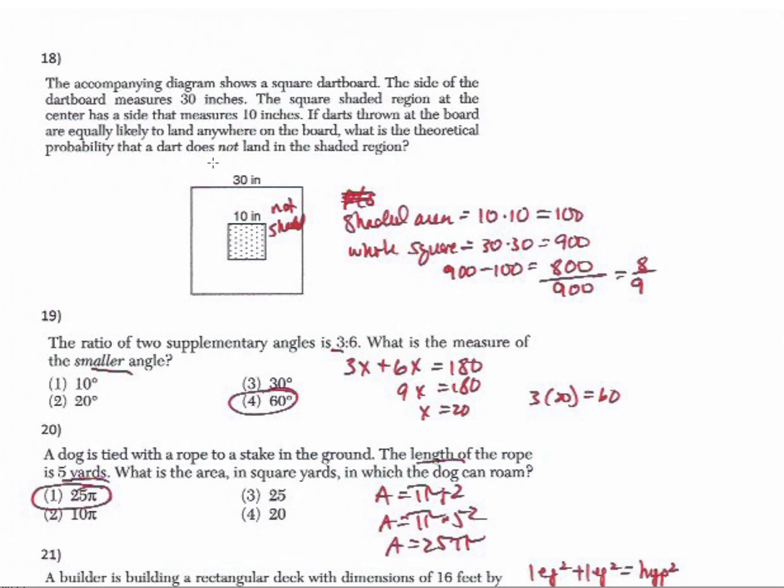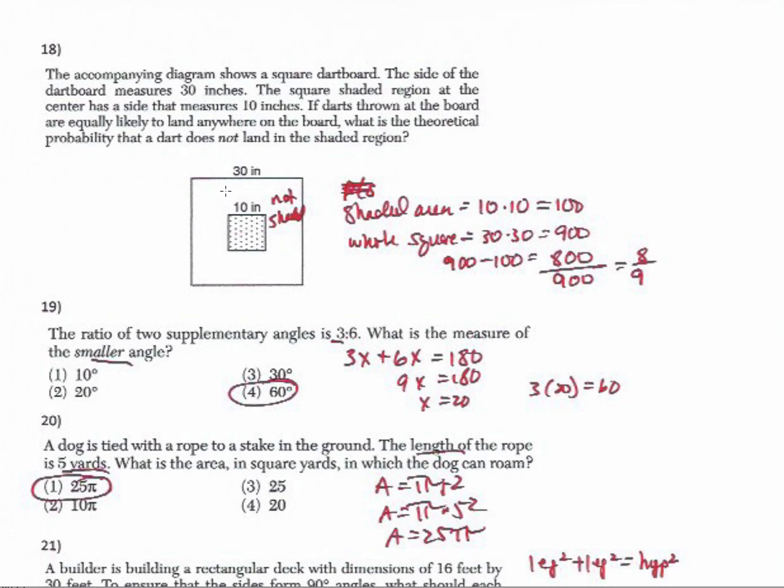Number 18, what's the non-shaded area? Well, the shaded area is going to be 10 times 10, or 100. The big square is going to be 30 times 30, which is 900. So the non-shaded area is going to be 900 minus the 100, which is 800, over the total area if you want probability, which is what this question wants. Probability is the number of ways to do the thing you're looking to do, which in this case is 800 square units, over 900 total square units, so it's 8/9.